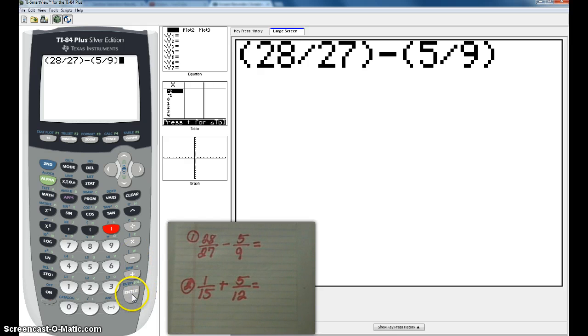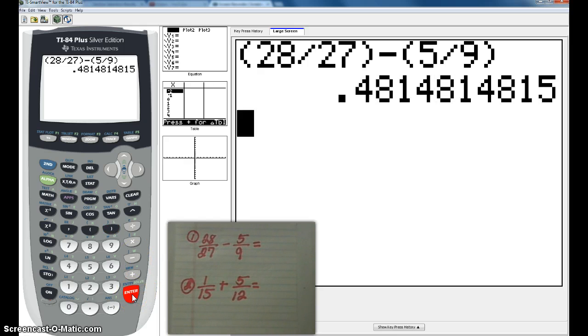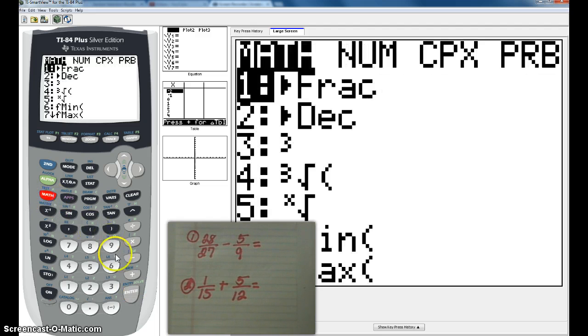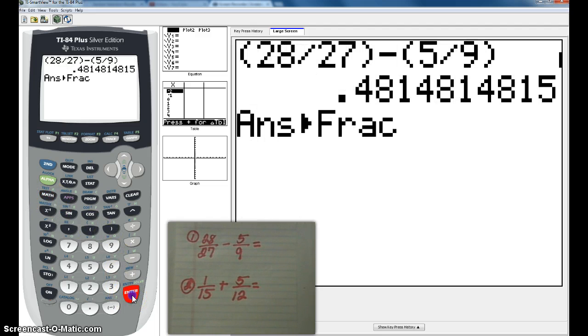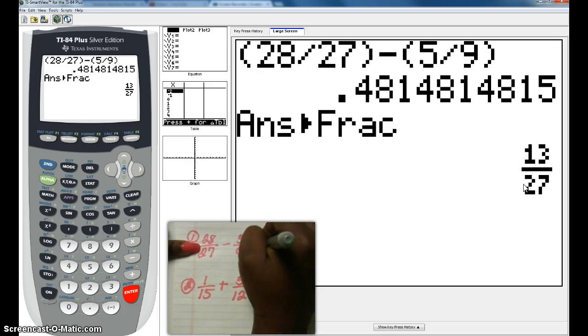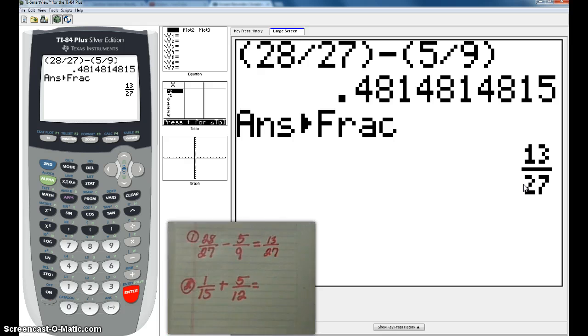As we learned before, the calculator will give you back a decimal, and to get a fraction, you just need to hit math and then enter twice. Enter, enter. And it will give you your answer here in fractional form, which is 13 over 27. Okay, so just don't forget to put the parentheses and you should be okay.